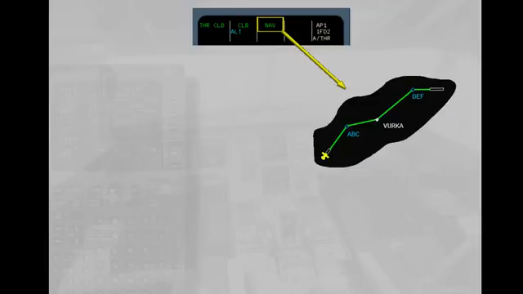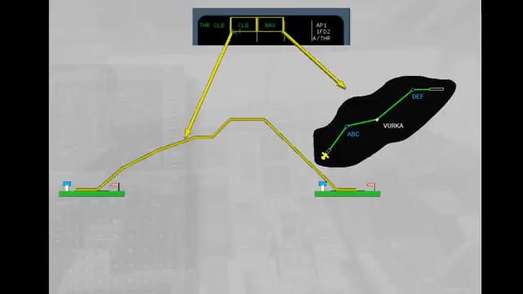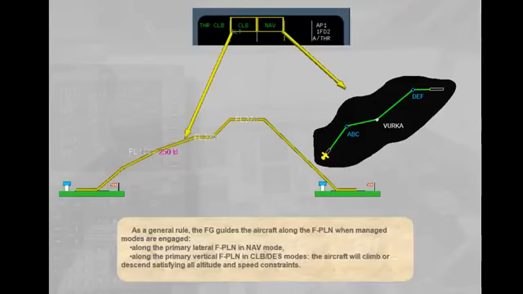As a general rule, the FG guides the aircraft along the flight plan when managed modes are engaged, along the primary lateral flight plan in navigation mode, along the primary vertical flight plan in climb and descent modes. The aircraft will climb or descend, satisfying all altitude and speed constraints.